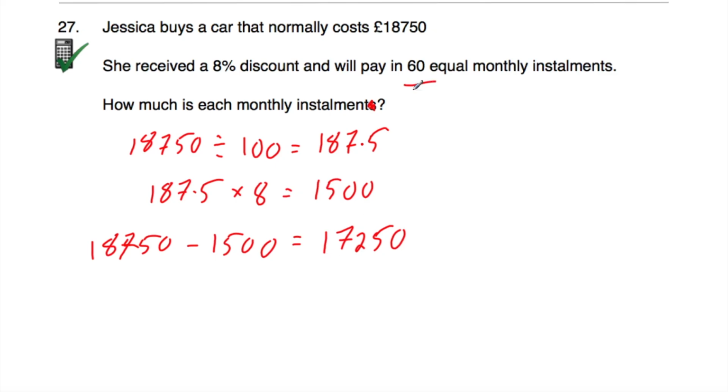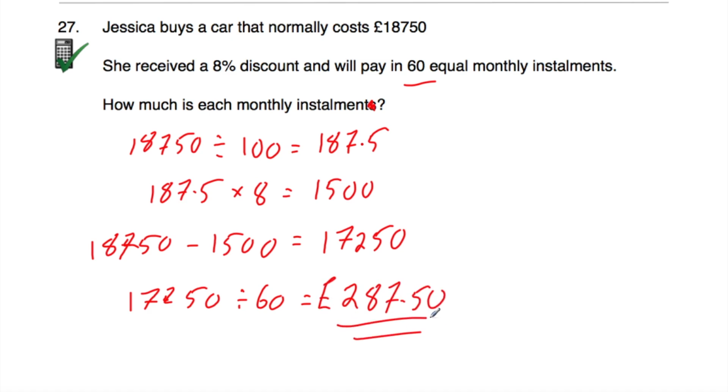But she's going to pay that over 60 equal monthly installments. So let's take the £17,250 and divide that by 60 and see what we get. If we divide by 60, that's equal to £287.50. So that's how much Jessica's going to pay for each one of those monthly installments.